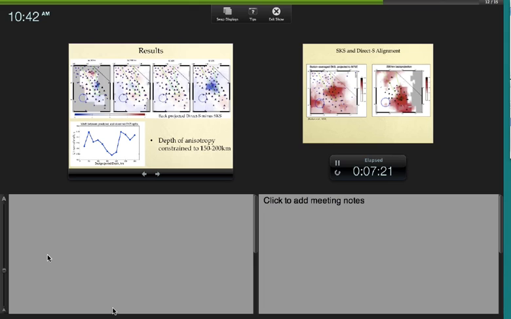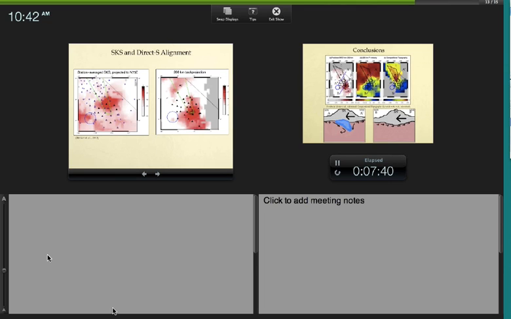Our stations and our SKS splitting are those little ones. And we wanted to get as close to 0 as possible. And we looked at each of these depths. And the depth between 150 and 200 kilometers was the best fit of these data sets.